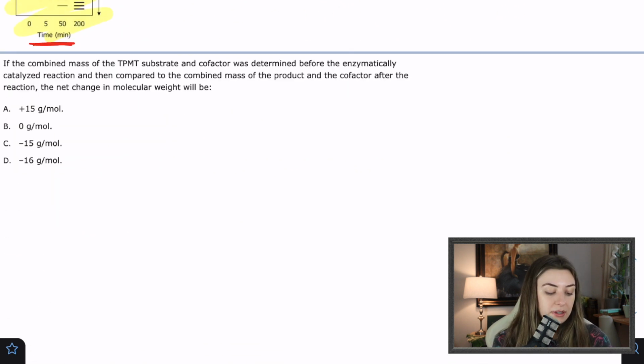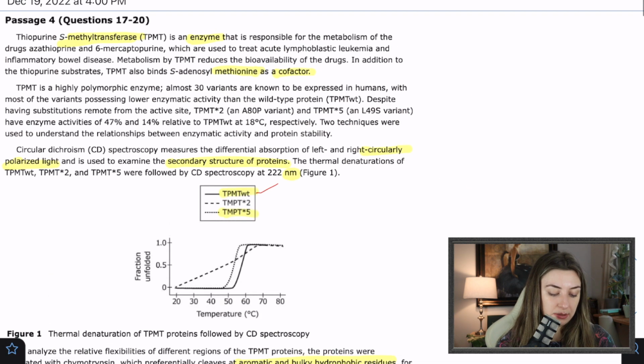Number 20 says, if the combined mass of the TPMT substrate and cofactor was determined before the enzymatically catalyzed reaction and then compared to the combined mass of the product and the cofactor after the reaction, the net change in molecular weight would be, okay, this is a lengthy question. But the moral of the question is, how does a molecular weight change as a result of what TPMT does? I want to know what TPMT does.